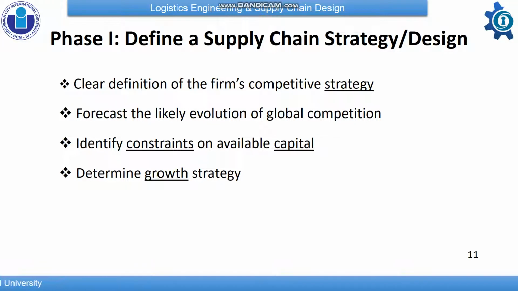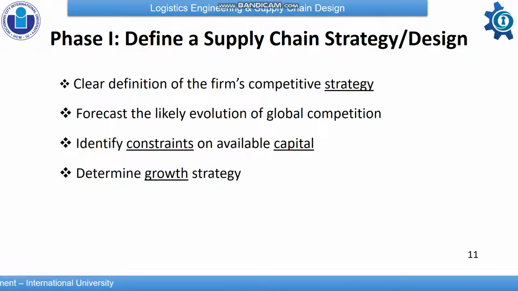The objective of the first phase of network design is to define the firm's broad supply chain design, and they will decide if they should produce in-house or outsource. They will also make a clear definition of the firm's competitive strategy, and to do that, first they will make a set of customer needs.